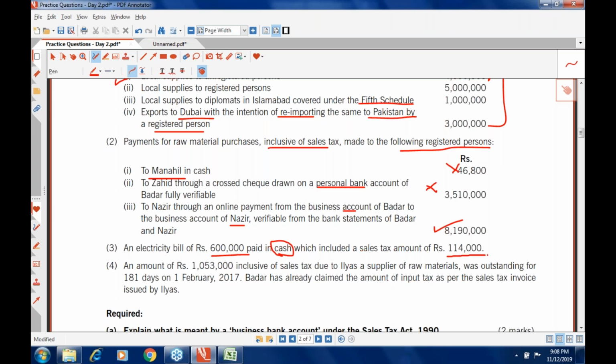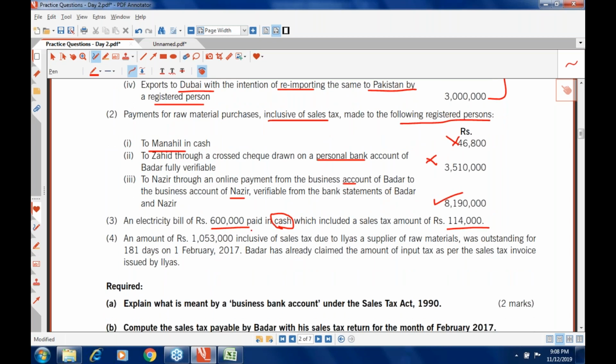Included sales tax amount of 114,000. Further, it says an amount of 1053 inclusive of sales tax due to Elias, a supplier of raw material, was outstanding for 181 days on 1st Feb. Badar has already claimed the amount of input tax as per the sales tax invoice issued by Elias. So the sales tax invoice was issued by Elias and Badar has claimed input tax relating to it.